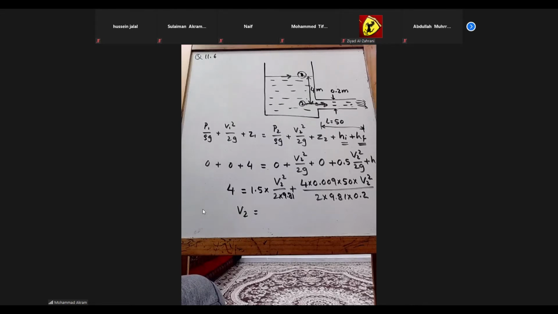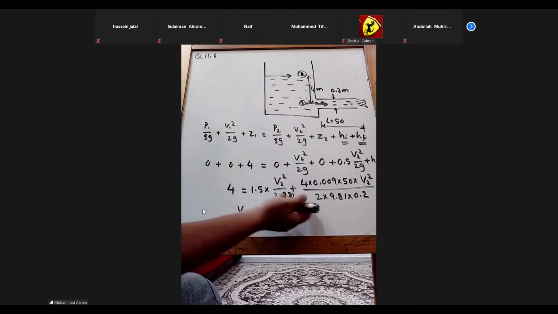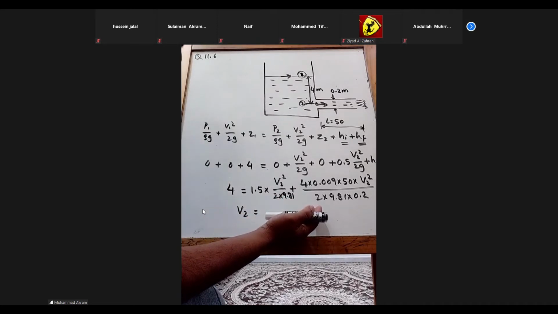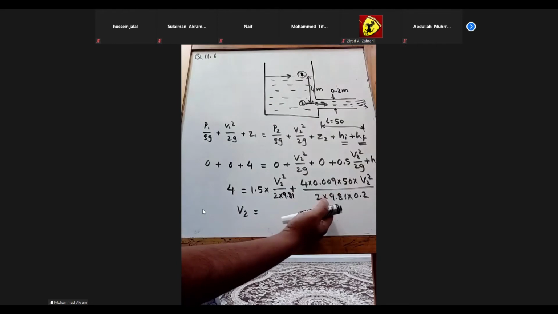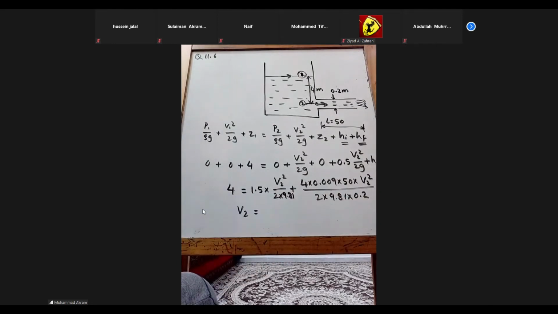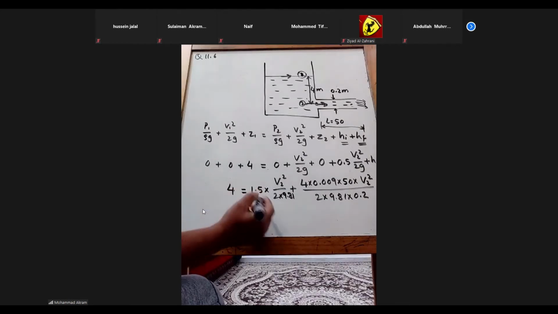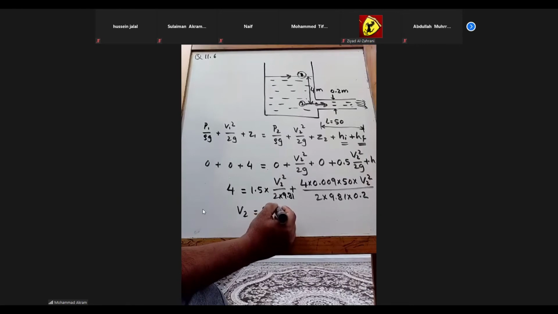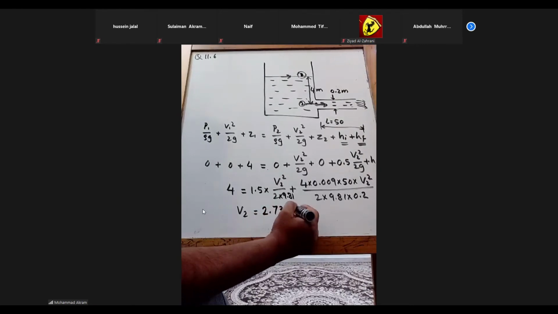Doctor, should we have used the equation that says HF equals 4 into F into L into V square over D into 2G? Yes, yes, that's right. 4 FLV square. I got 2.733. V2 is 2.733 meter per second.